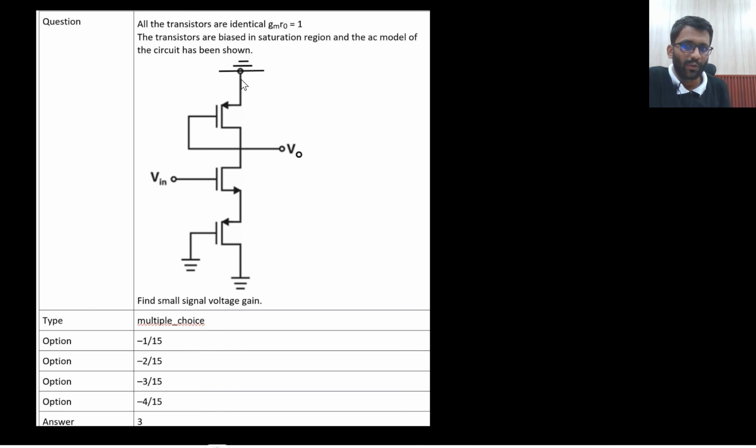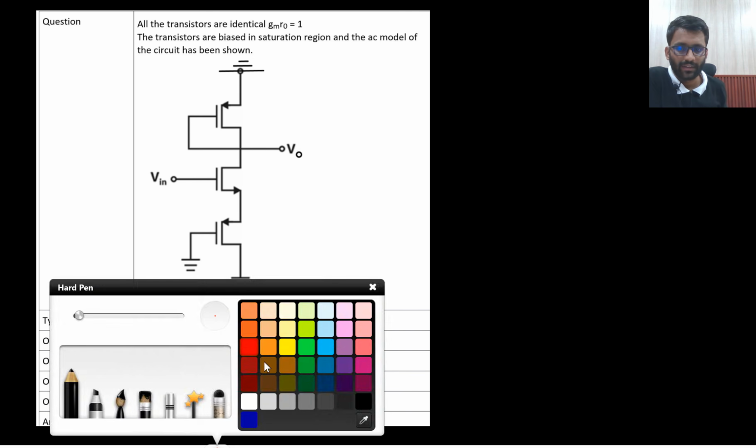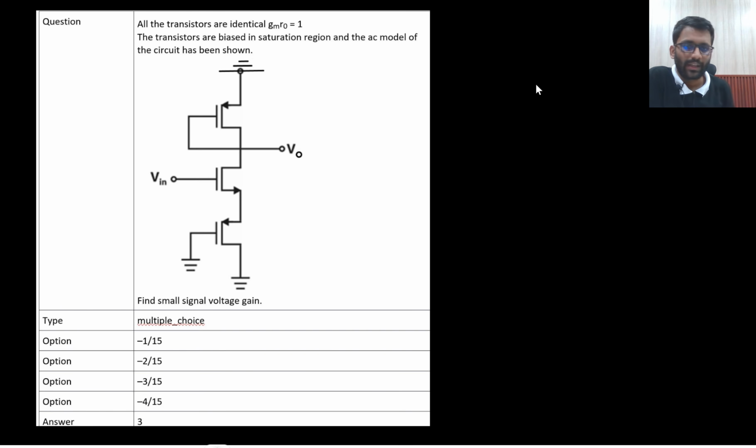From V0 to ground, what do you see? 1 by Gm parallel with R0, right? From V0 to ground, I see one resistance, that is 1 by Gm parallel with R0. So I am denoting it with R. I am denoting this resistance with R. From V0 to ground, that is 1 by Gm parallel with R0.